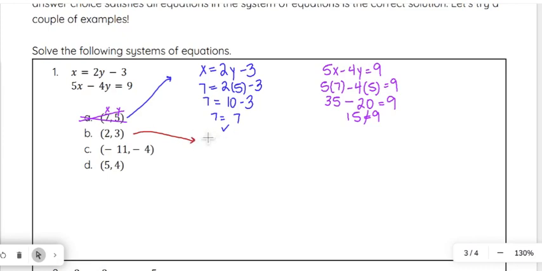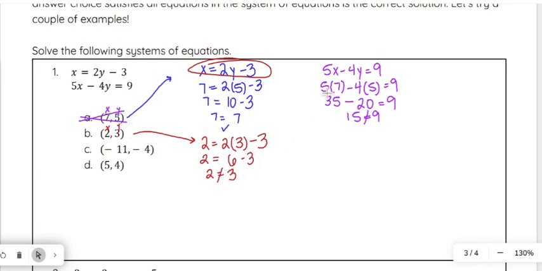So then we go on to B. We do the same thing with this equation right here. So we're going to plug in our x is 2, our y is 3. So we'll say 2 equals 2 times y, so 2 times 3 minus 3. Simplify that right side because the left side is already just 2. 2 times 3 is 6, and then we have minus 3. So 2 equals 6 minus 3 is 3. That is not a true statement.